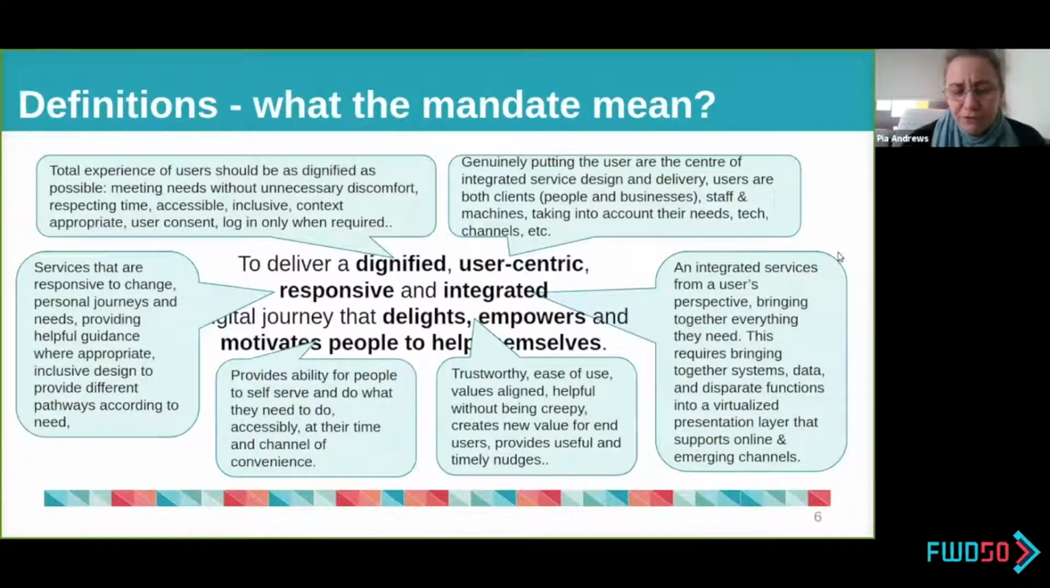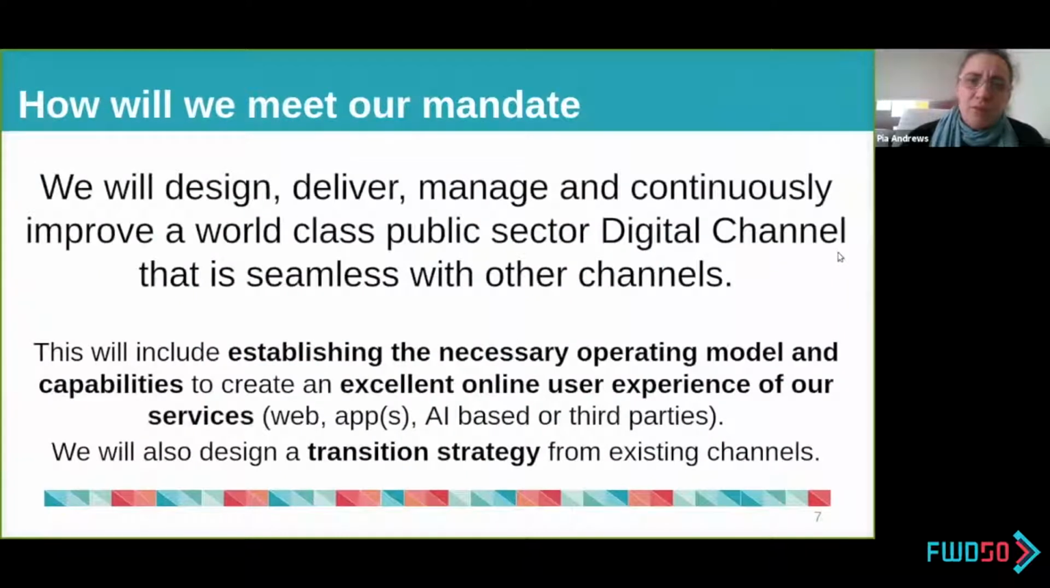There is a big difference between people who would love to use digital and just need support to do it, and then there are some people who will never want to use a digital channel. So it's also about how we make sure that when people can and want to help themselves, we provide all of the tools and support to do so. When they want help, when they need help, then we have an omni-channel based approach so that people can get support from the phone or from walking in or from a different channel of their choice that suits their particular circumstances and situation. So how will we meet this mandate?